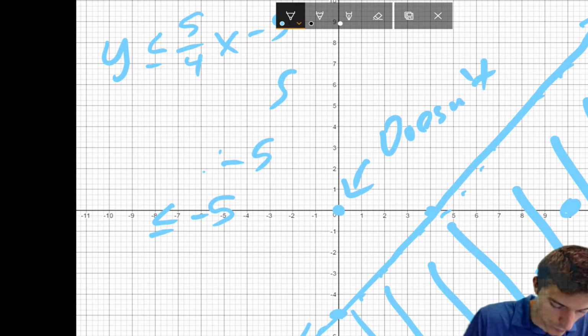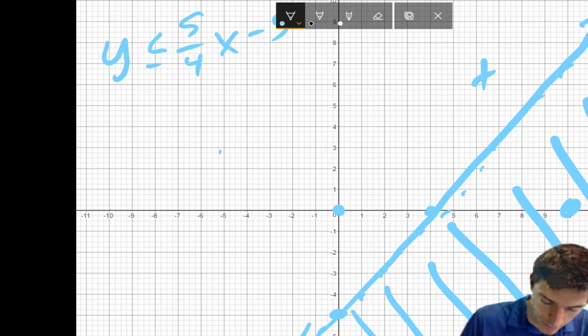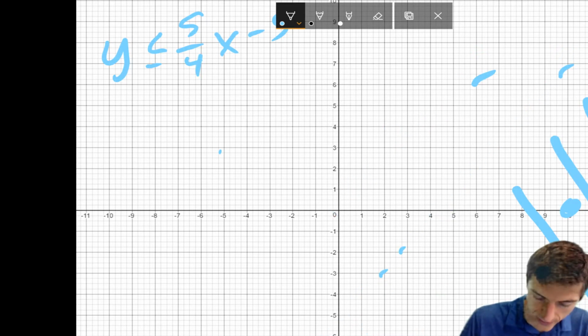The next problem we have is one in standard form. Whoa, lots of erasing I got to do.